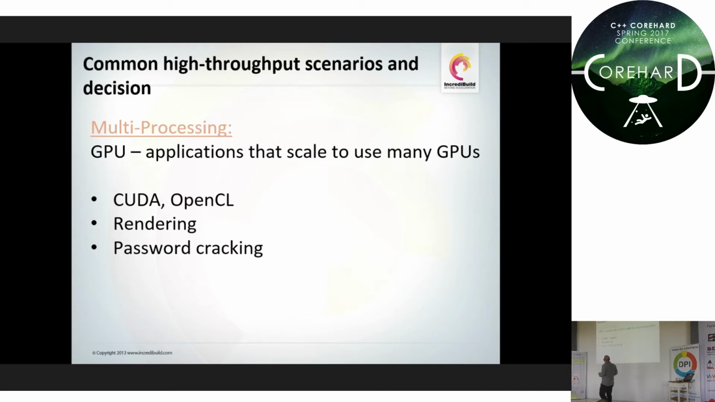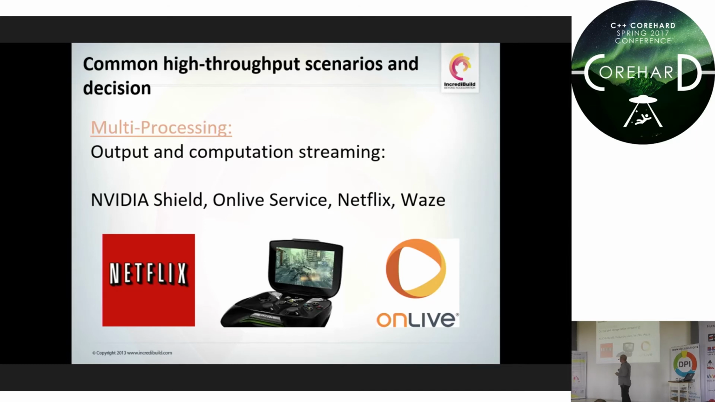Other multi-process scenarios: GPU. If we're speaking about CUDA, OpenCL, rendering, password cracking, finance, it's very popular today. And there is a very big difference when running on a laptop graphical unit card or on a discrete graphical card. So this is also when you want to be able to offload this task maybe to a better processing unit. Streaming is also a multi-process classic scenario.